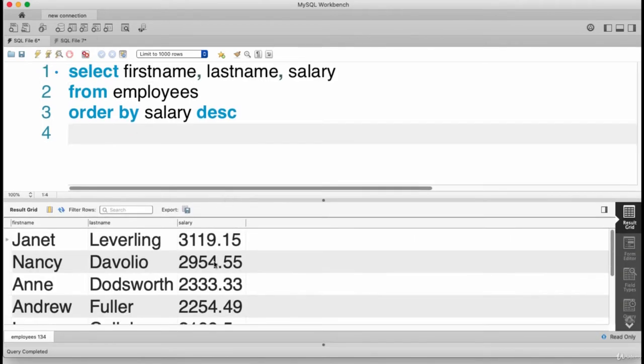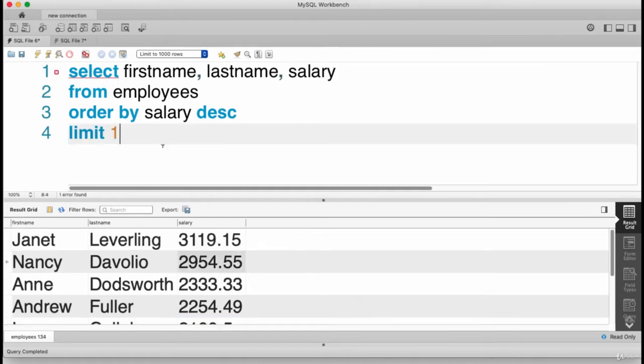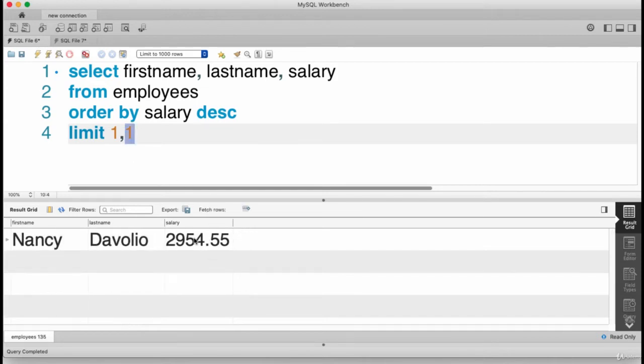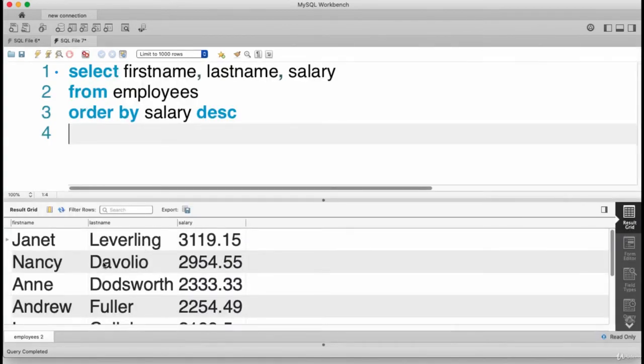Okay, so how do we pick this guy? We are going to use limit 1 offset 1. What is the meaning of this? This one simply means avoid the first row, then take the next one. Avoid this one, take the next one. You see, Nancy. And if you check here, you see, Nancy is the second person.